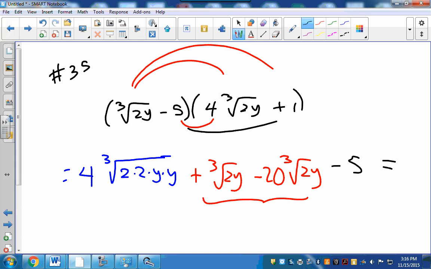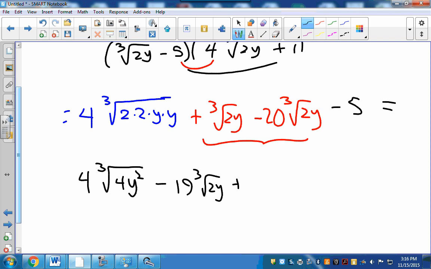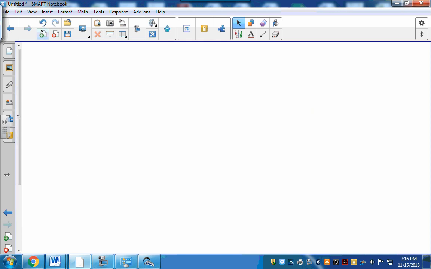Okay, so here's your cleaned up version. We have 4 times the cube root of 4y squared. In the middle, we have minus 19 cube roots of 2y. And on the back end, we just have the negative 5. Okay. And that'd be that one. And let's look at 39.